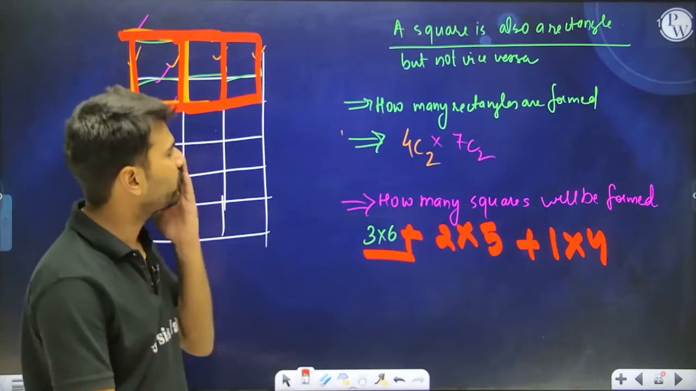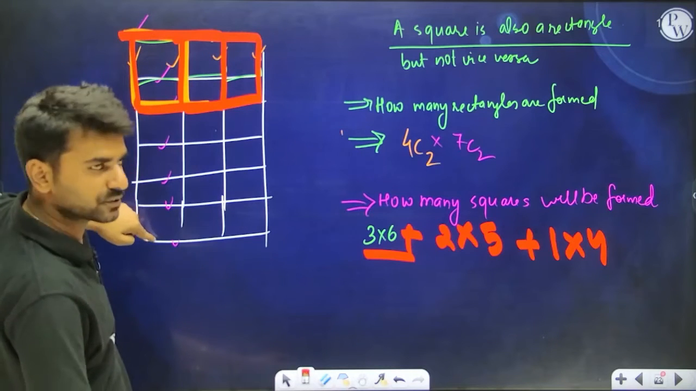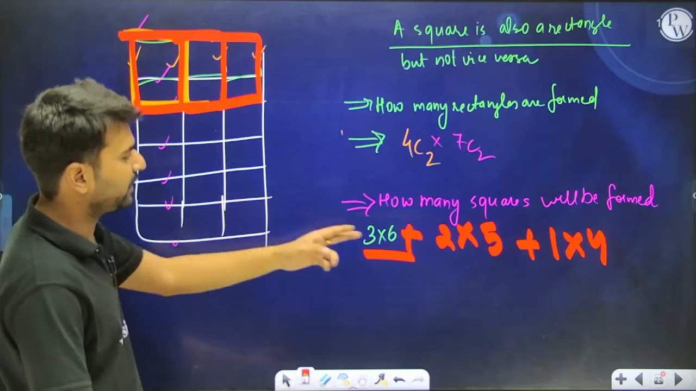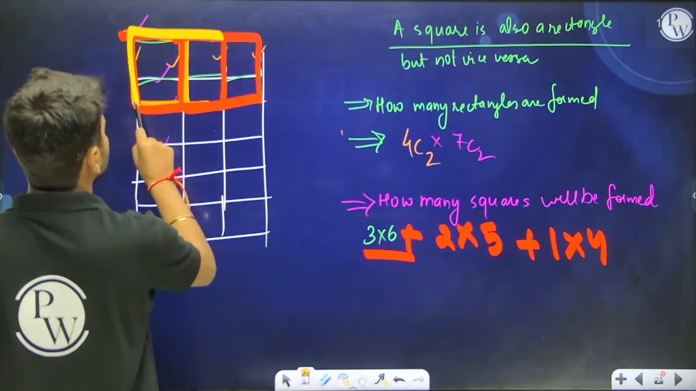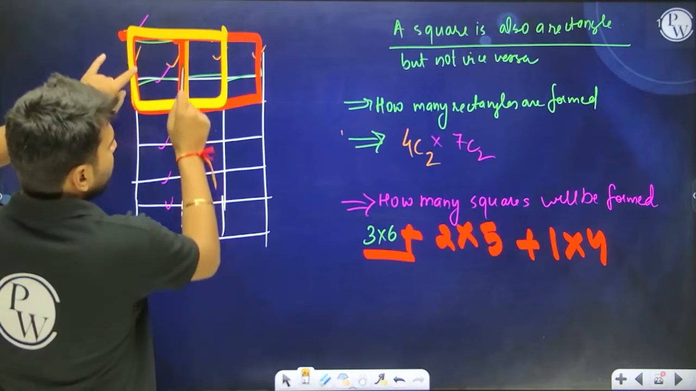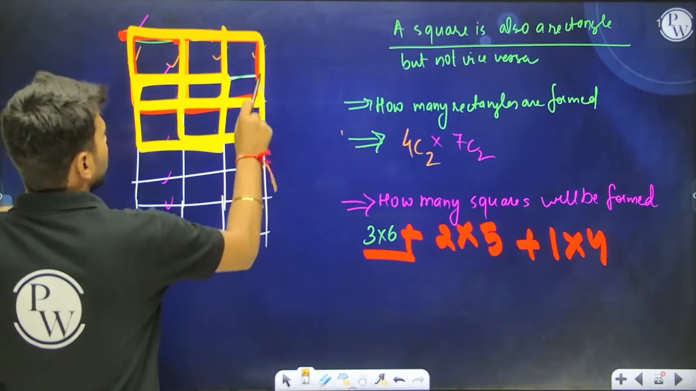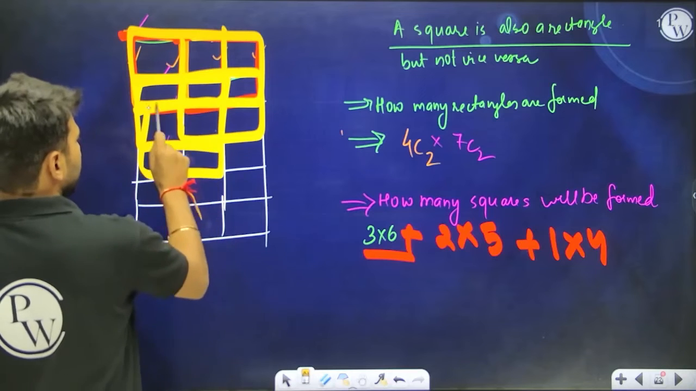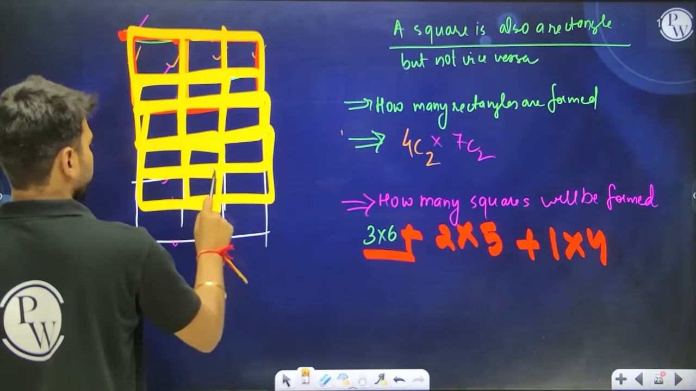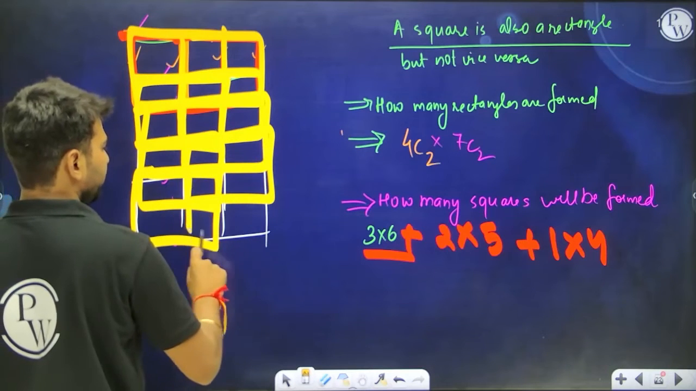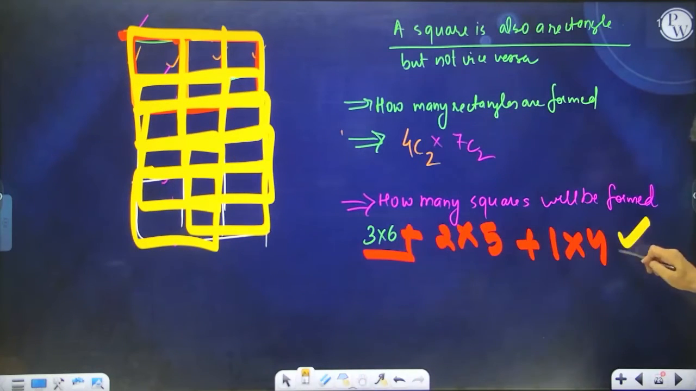3 times 6. Why this 3 times 6? 1, 2, 3 and 1, 2, 3, 4, 5, 6. That's why 3 times 6. Then if you are taking the squares like this, then it will be 1 and another one will be 2. Then this will be 3. This will be 4. Then this will be 5. Then this will be 6, then this will be 7, this will be 8, this will be 9 and this will be 10. Yes or no? So that's why 2 into 5, 10. I hope you understood this and this is going to give you the answer.